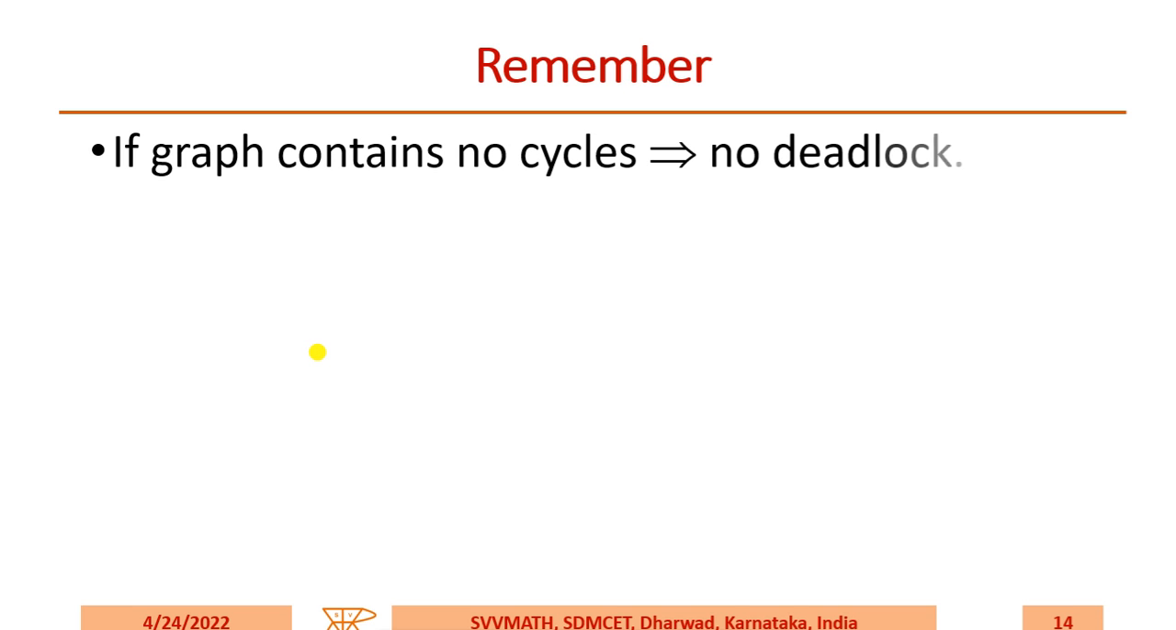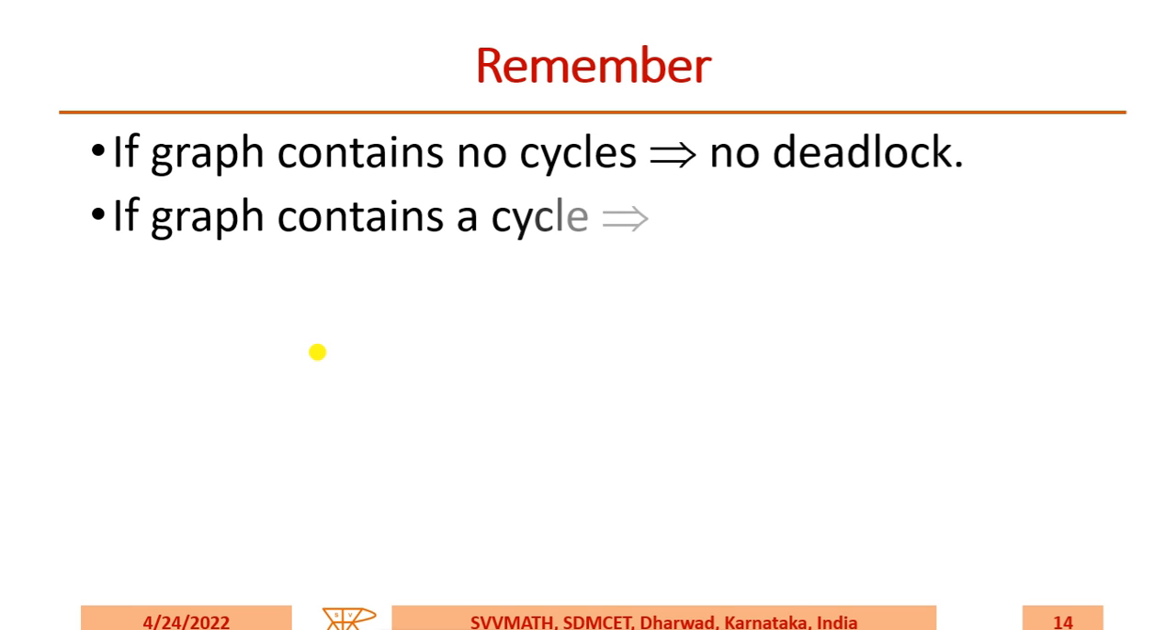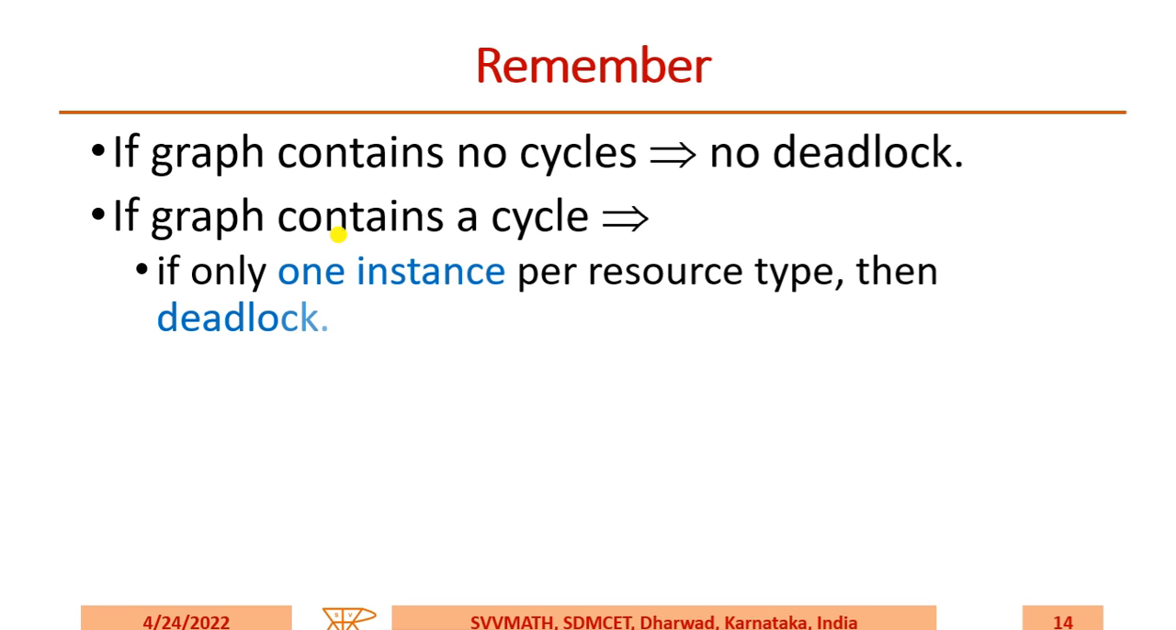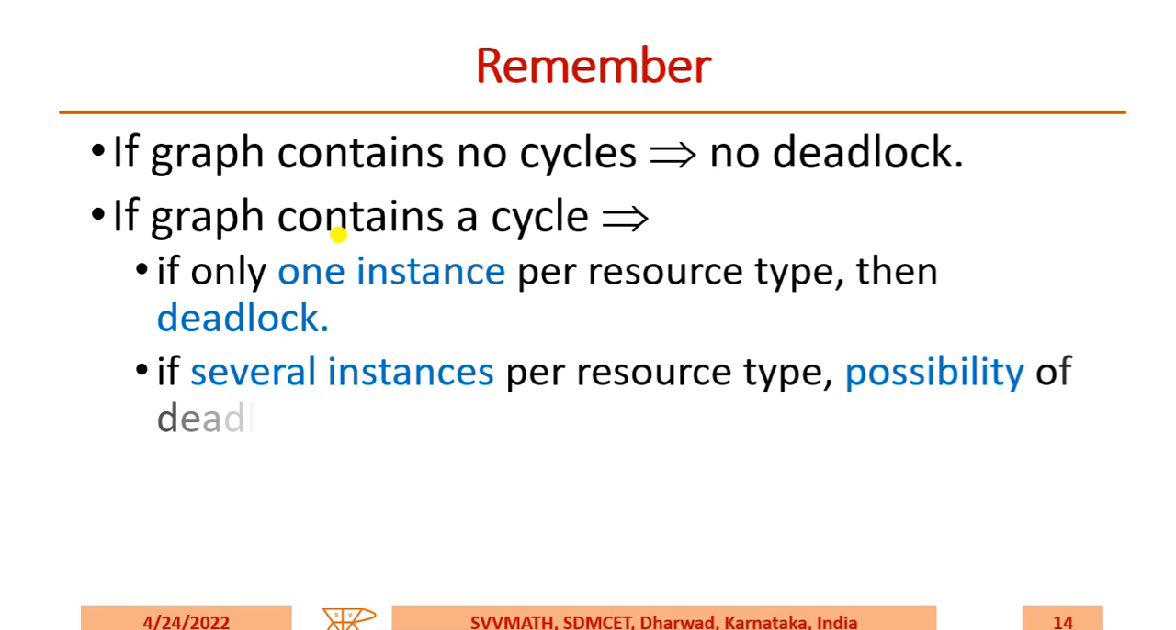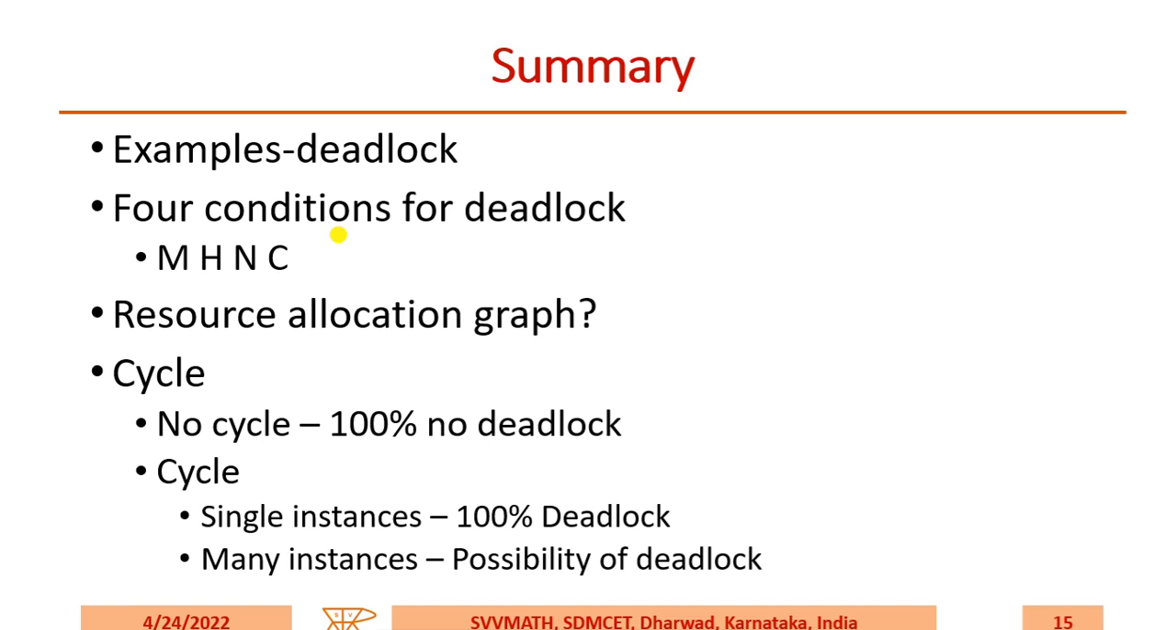Remember, if the graph contains no cycles, I can say no deadlock. If it contains a cycle and only one instance is there, 100% deadlock. If several instances are there, there is a possibility of deadlock. This is one important point which you have to remember.